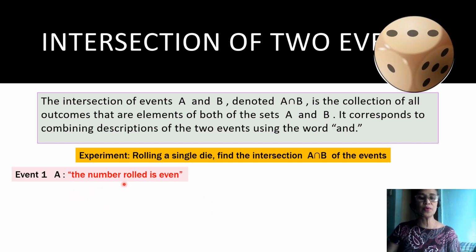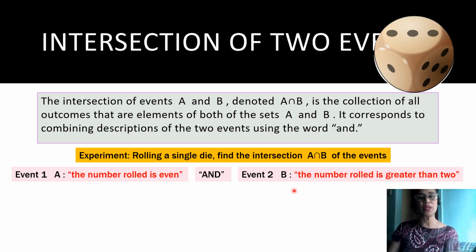The number rolled is even. Okay, meaning getting the number that is even when you roll a die. And event B would be the number rolled is greater than 2. So we have event A, getting an even number, and event B, getting a number greater than 2. So we already have two events and we want to find their intersection.